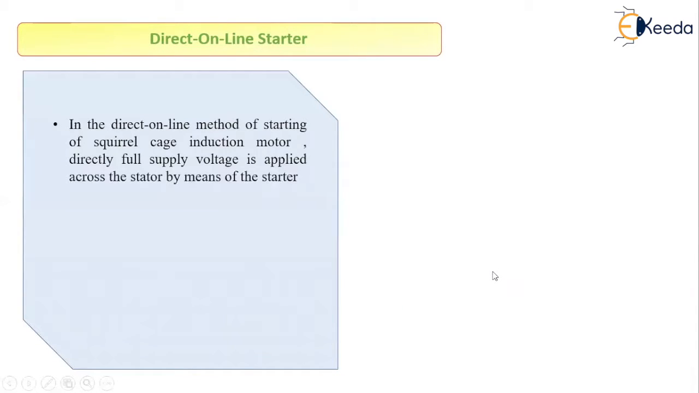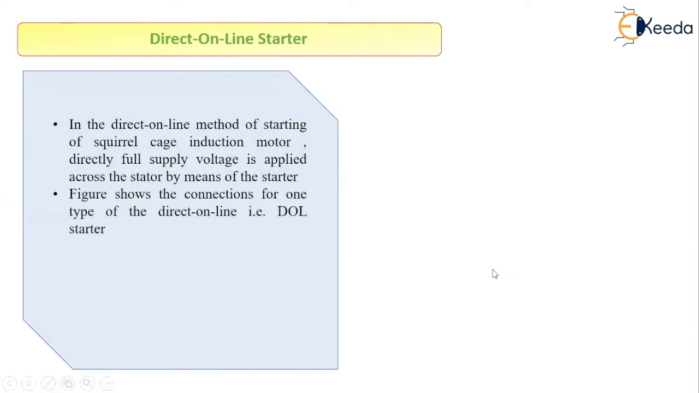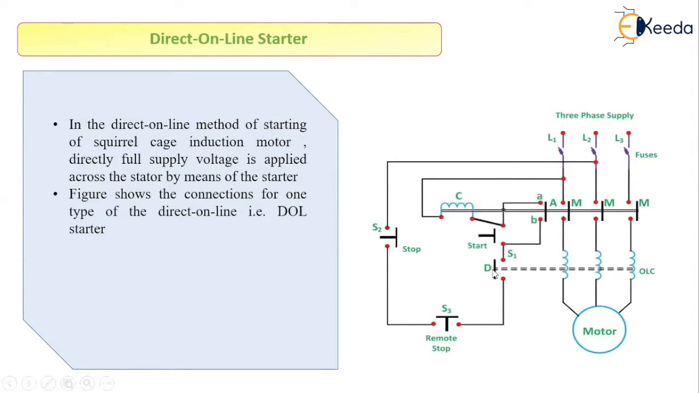So initially, we are going to study about the direct online starter. Basically, in case of a direct online starter, we are providing the rated full voltage directly to the induction motor via the starter. If we see in this diagram, this is the line voltage L1, L2, L3. Now instead of giving this line voltage directly to the three-phase induction motor, an arrangement is connected between the supply and the motor. This is called the starter arrangement. So the figure shows the direct online or DOL starter.